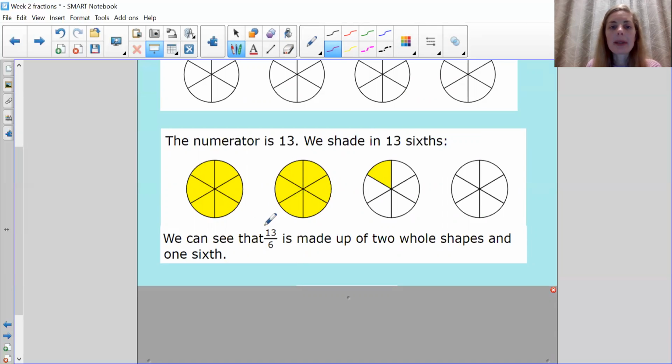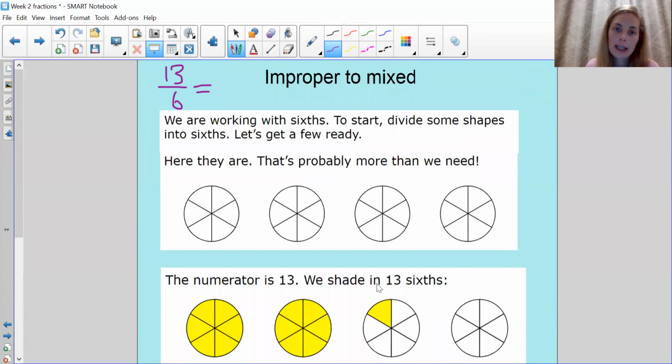And now can you tell me how many whole pizzas do I have? If I had eaten all of these yellow slices, how many whole pizzas would I have eaten? I would have eaten 2 whole pizzas. And what fraction would I be left with? 1 slice over, and how many slices have I divided this pizza into? 6.